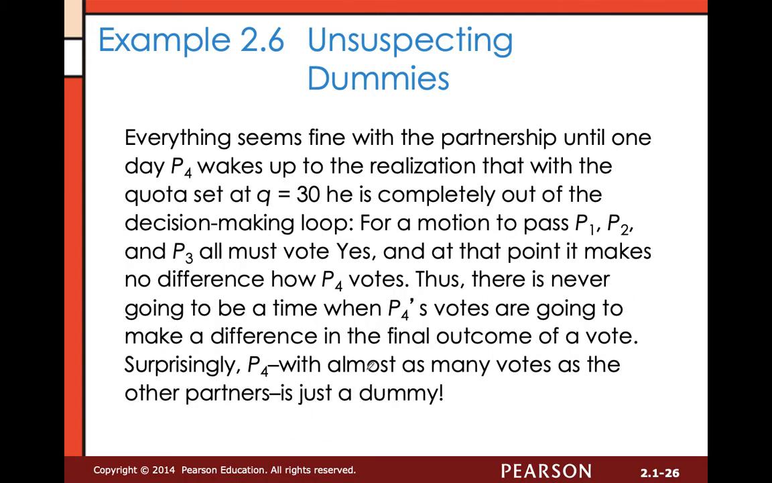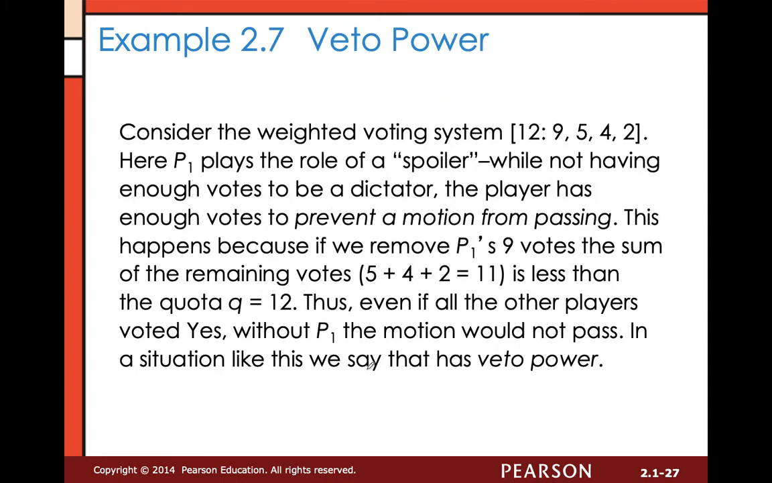So everything seems to be fine with the partnership until one day P4 wakes up to the realization that with the quota set at 30, he is completely out of the decision-making loop, like we had just mentioned. For a motion to pass, P1, 2, and 3 all have to say yes. And at that point, it makes no difference how P4 votes. Thus, there's never going to be a time where P4's votes are going to matter with the final outcome of a vote. Surprisingly, P4, with almost as many votes as the other partners, is just a dummy in disguise.